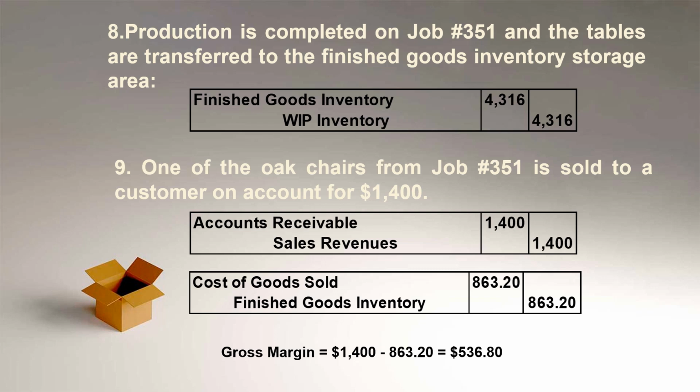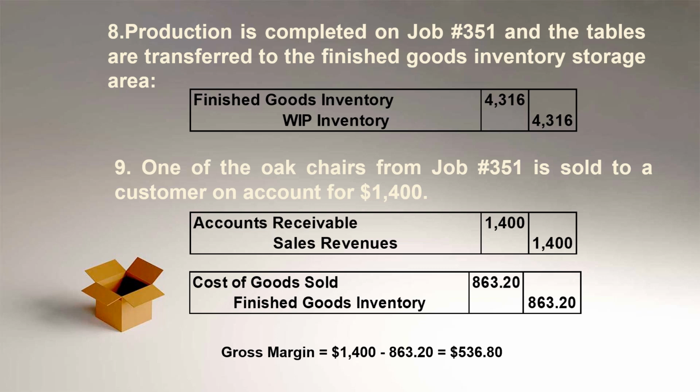And then next, let's assume that one of these oak tables that we produced with job number 351, sitting there in finished goods inventory waiting for sale, is actually sold to a customer on account at a price of $1,400. See, we weren't so dumb. We didn't sell it for $700. The pricing to our customers is $1,400 for one of these tables. Well, if we sell it to a customer on account for $1,400, we're going to debit accounts receivable because they owe us now $1,400 and credit sales revenues for $1,400 to reflect the sales price.